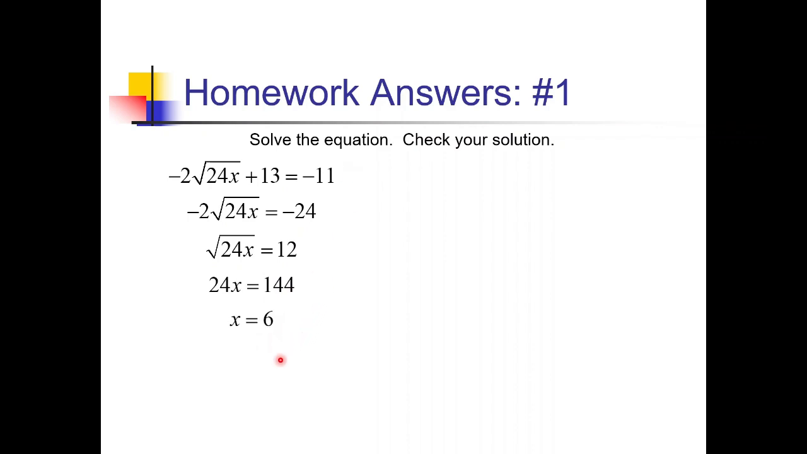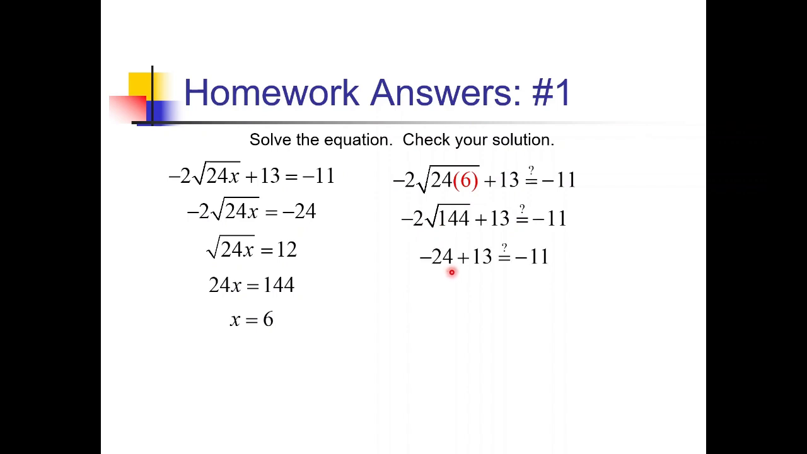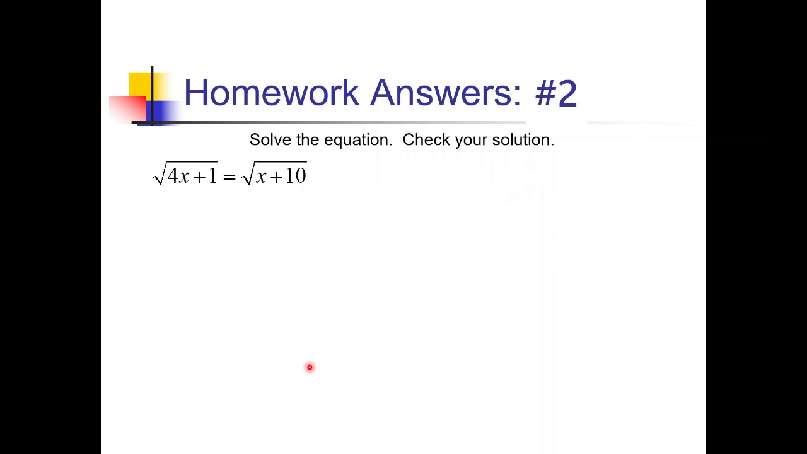Now we just have to check and make sure that actually works. So plugging this back into the original, we have square root of 24 times 6, so that's the square root of 144. And then the square root of 144 is 12. Negative 2 times 12 gives us negative 24. And negative 24 plus 13 gives us negative 11. So that works out, and 6 is actually the answer.